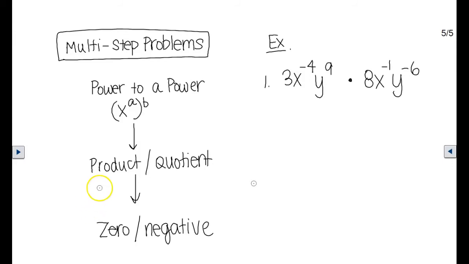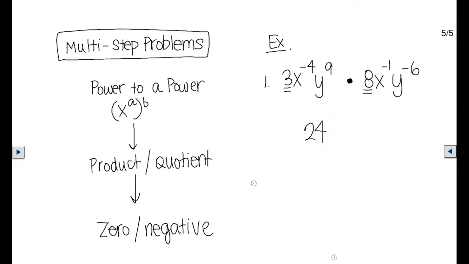So I'll move on to this next level. I'll look for products or quotients. And here I definitely see a chance to use my product rule because this is a multiplication problem. And the product rule tells me what to do in a multiplication problem. So here's what I would do first. Take care of your coefficients. So you're going to do 3 times 8, and that will give you 24.